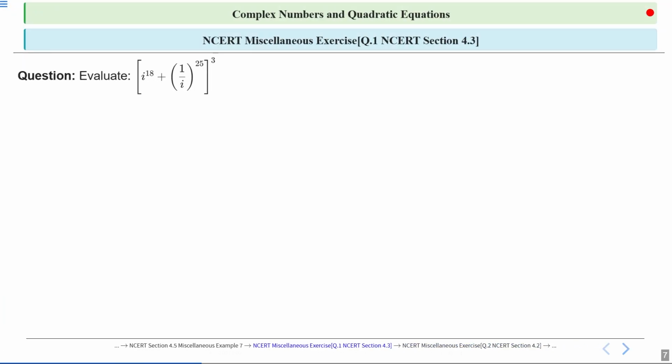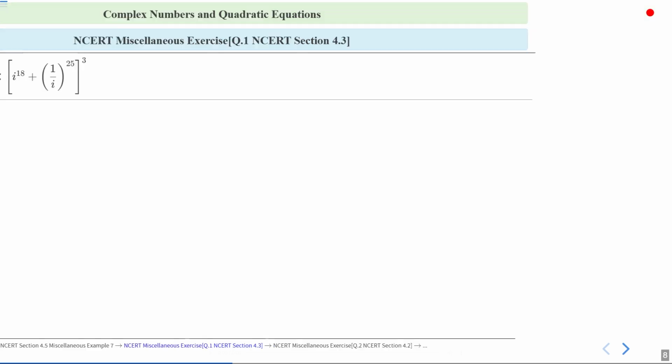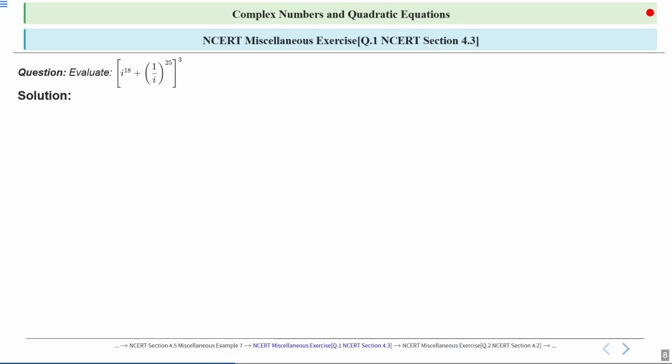Now let's look at question 1 of the miscellaneous exercise. In this question, we have to evaluate (iota to the power 18 plus (1 divided by iota) to the power 25) whole to the power 3. Here, iota is the imaginary unit where iota square is minus 1. First of all, try it yourself and then see the solution. So let's start the solution of this question.